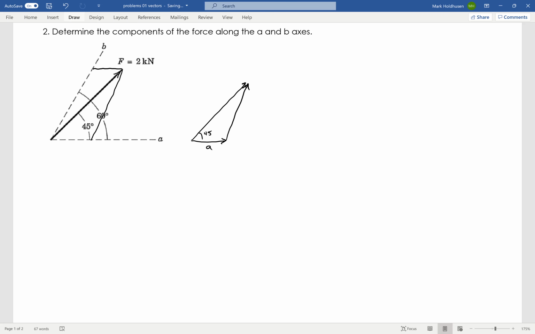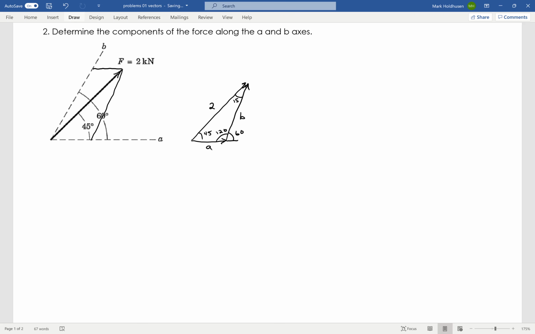So this is your A vector. This is your B vector. This side is 2. We know that's 45 degrees as shown there. We know this is 120 degrees, and the reason we know that is because this is 60 degrees. And then because everything has to add up to 180 inside a triangle, I know that this angle right here is 15. So again, what we're looking for is A and B.